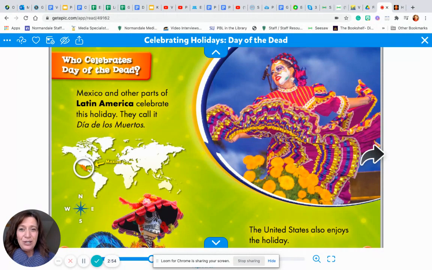One thing that might be interesting to you is that people in France don't celebrate Halloween, but people in the United States do. People in the United States might celebrate Halloween, or they might celebrate Day of the Dead. But Halloween is a very American holiday.